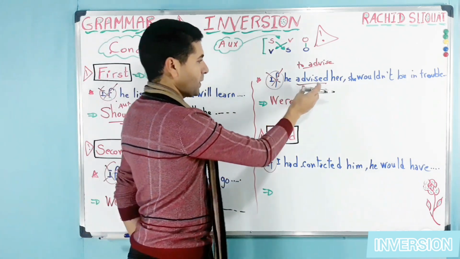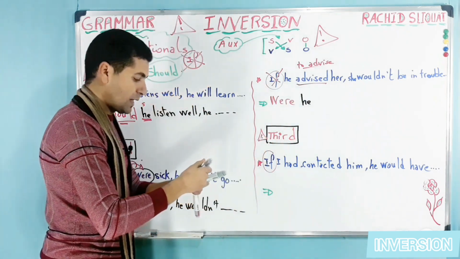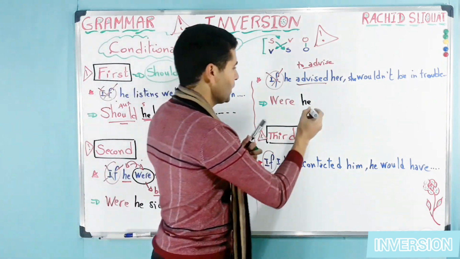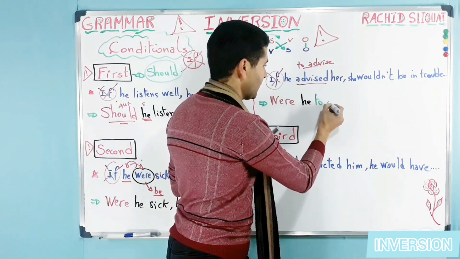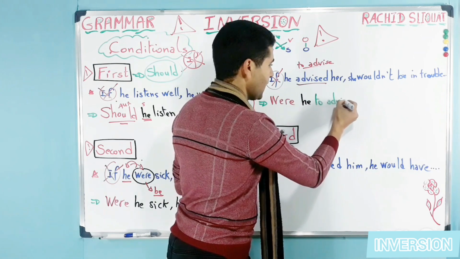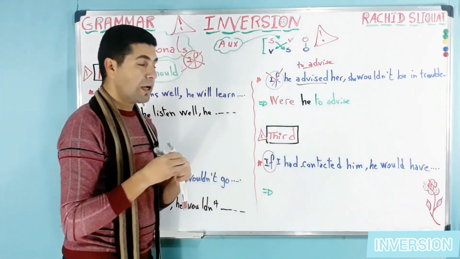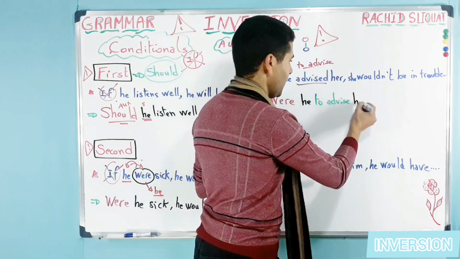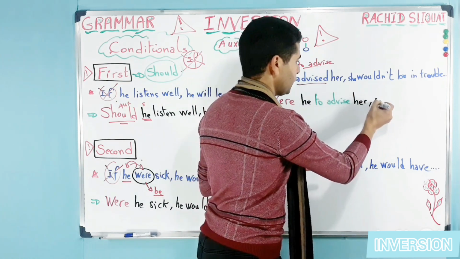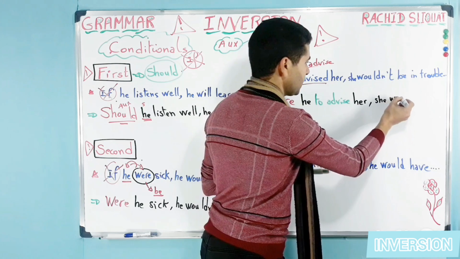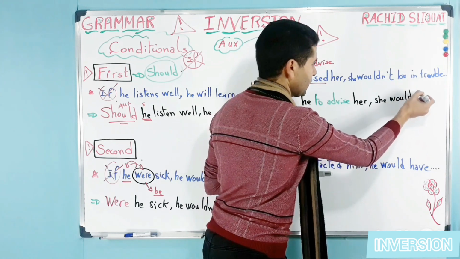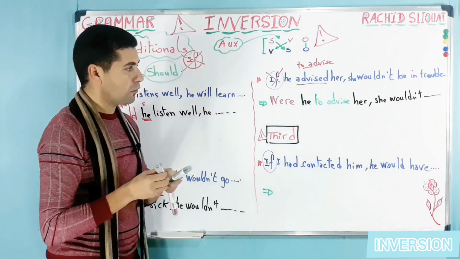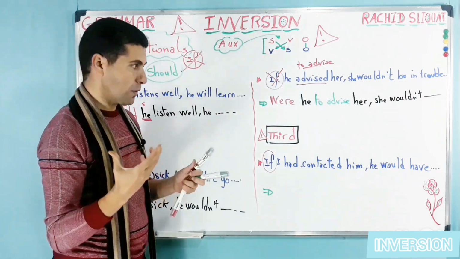Now we need the verb. Here what are we going to do? We are going to use the infinitive, to plus verb, to advise. So, were he to advise her, she wouldn't be in trouble. Were he to advise her, she wouldn't be in trouble.